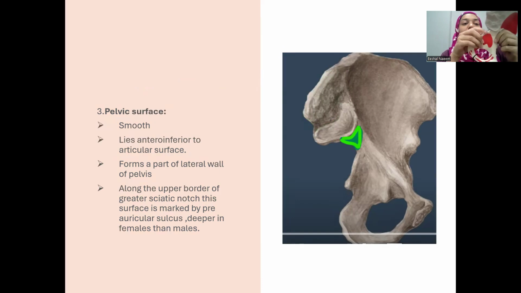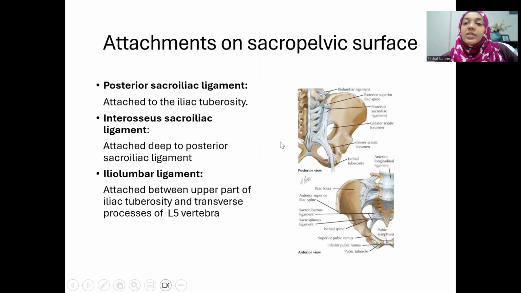So this is the greater sciatic notch here, right? Along the upper border of the greater sciatic notch, this surface is marked by the preauricular sulcus. It's deeper in females than males. Okay, now we have some special ligaments.